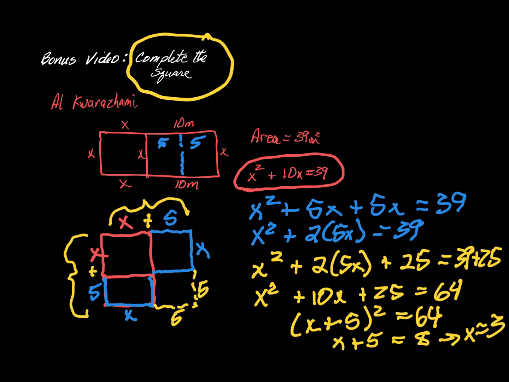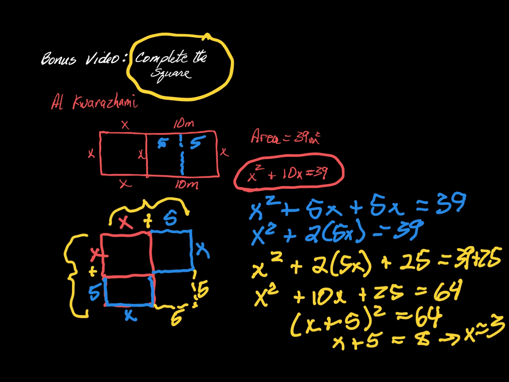Now, why is it just x plus 5 equals 8 and not x plus 5 equals plus or minus 8? Because we're talking about a room here, and geometrically, measurements have to be positive. Okay? Then solving for x, we would get x equals 3. So our original room would be 3 meters by 3 meters, about 10 feet by 10 feet. And the remaining room would then be 3 meters by 10 meters, or about 10 feet by 30 feet.